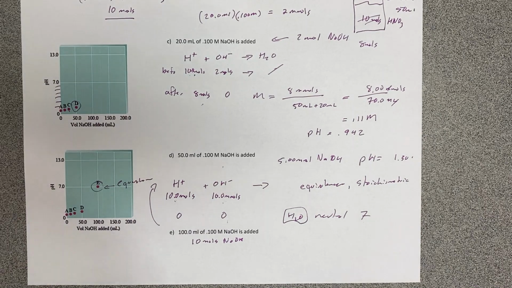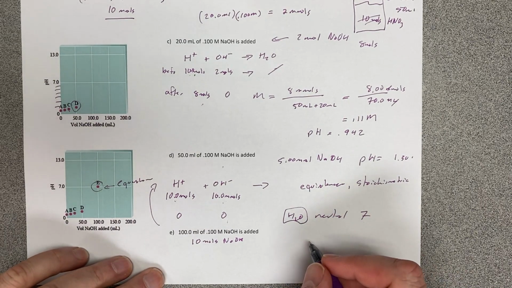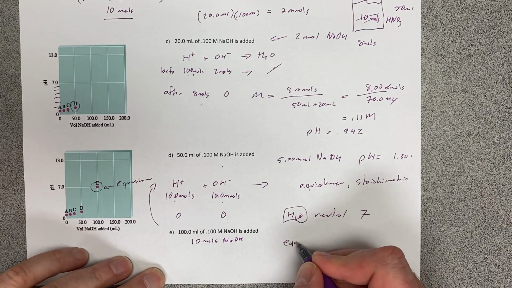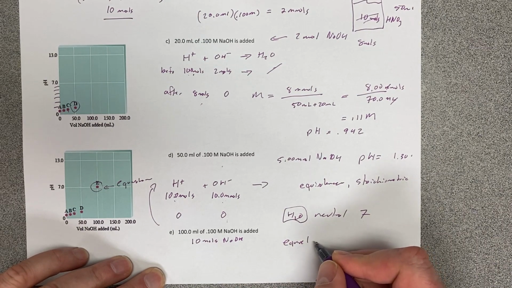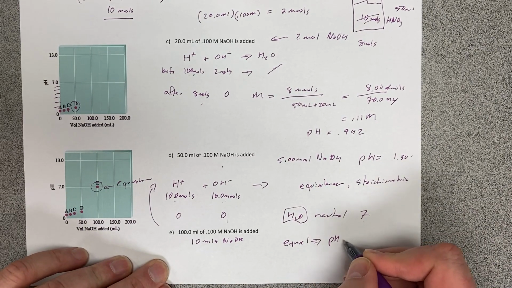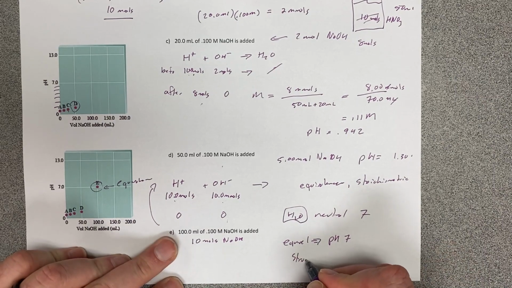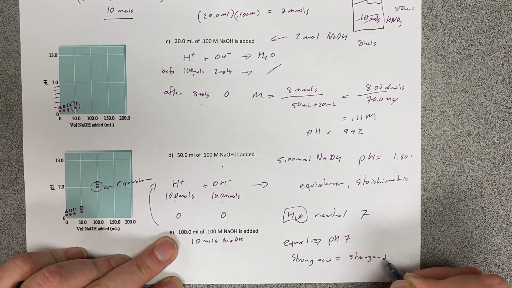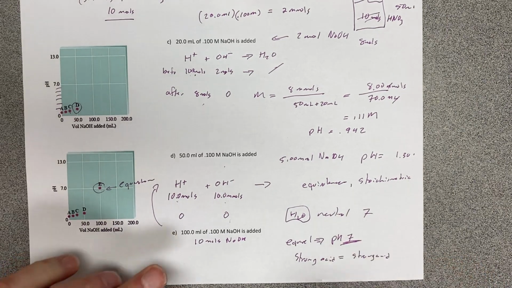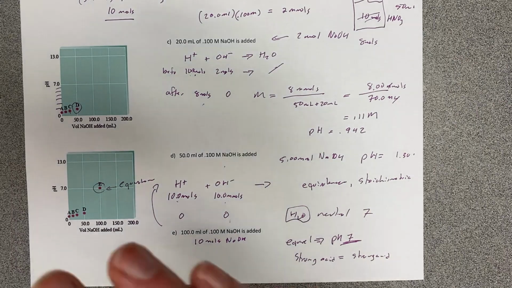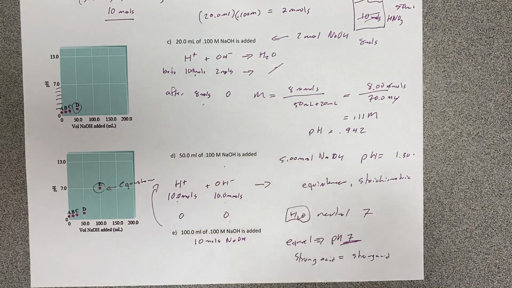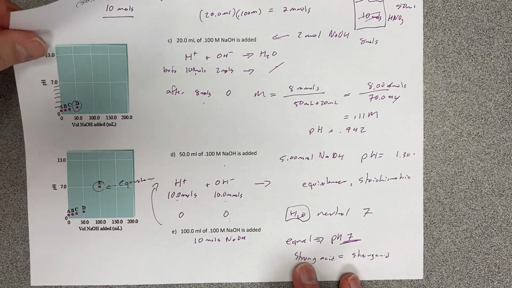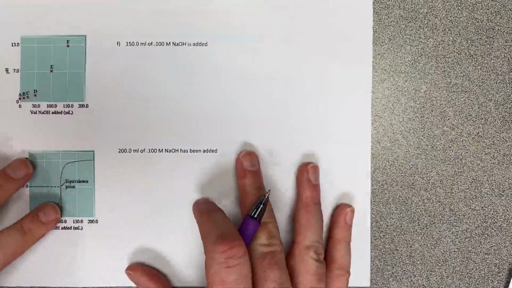Now, I should be really clear. The only time that at the equivalence point we have a pH of 7 is when we have a strong acid and a strong base titrating each other. Either direction, it always works the same way. We'll always have a pH of 7. But that's only when we're dealing with a strong and a strong. When I show you how to do titrations where we have a strong and a weak, that will not hold true. So let's move on and finish this off here.